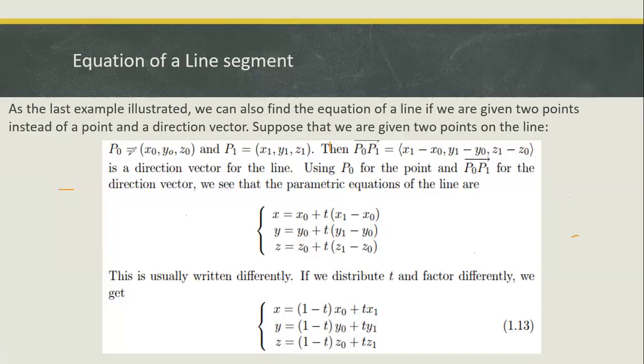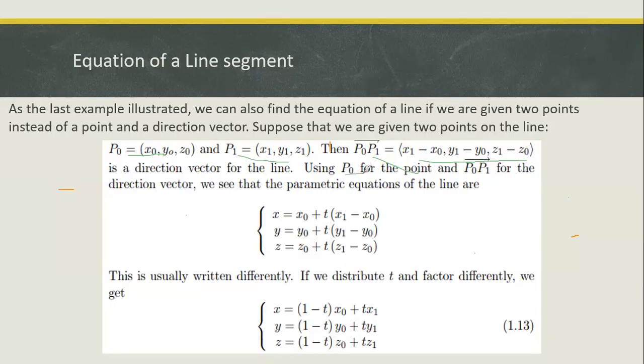We're given P naught equal to the coordinates x naught, y naught, and z naught, and P1 is given as x1, y1, and z1. Then the direction P naught P1 would be equal to this here, which Miss would have shown us previously: x1 minus x naught, y1 minus y naught, and z1 minus z naught. And this is the direction vector for the line.